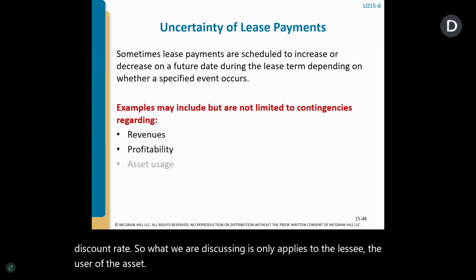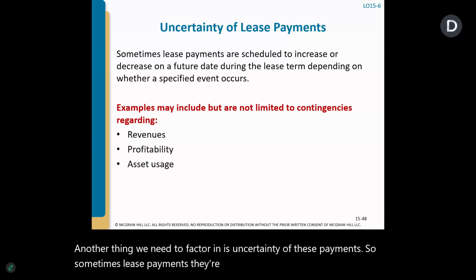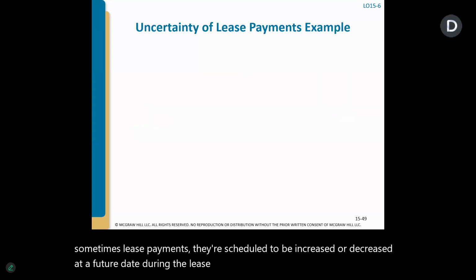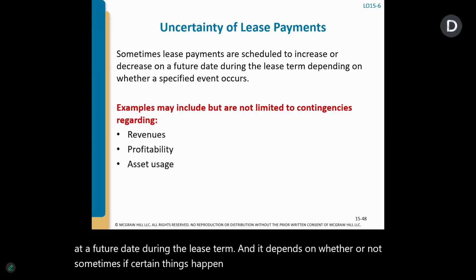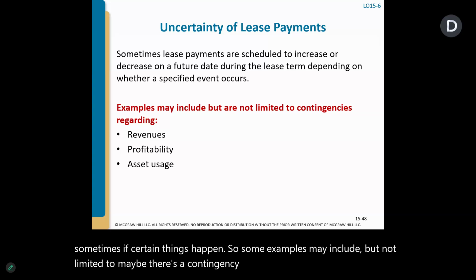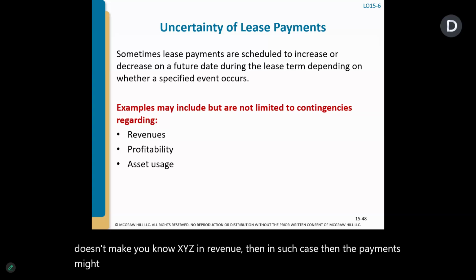Another thing we need to factor in is uncertainty of lease payments. So sometimes lease payments are scheduled to be increased or decreased at a future date during the lease term. And it depends on whether or not certain things happen. So some examples may include, but are not limited to, maybe there's a contingency regarding revenue. So if the company doesn't make X, Y, Z in revenue, then in such case the payments might increase or decrease, profitability, the usage of the asset.